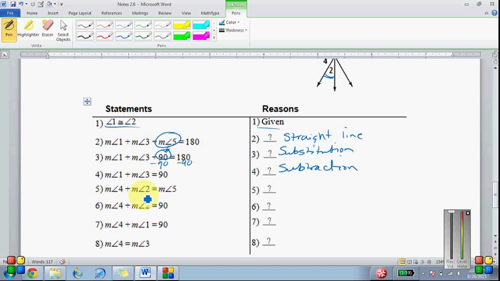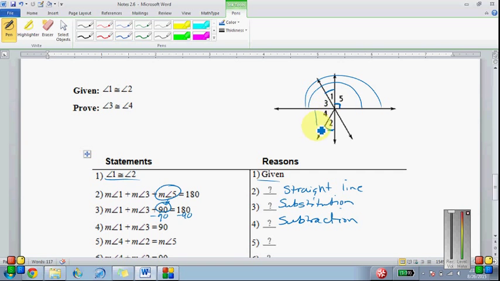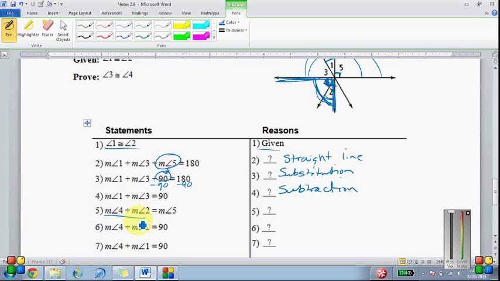Next, I've got measure of angle 4 plus measure of angle 2 equals measure of angle 5. Well, if I look at 4 and 2 together, 4 and 2 added together would be this angle right here. That's a right angle also because that's actually vertical from angle 5. So the reason I can say 4 plus 2 is equal to 5 is because those are vertical angles. Now I've got 4 plus 2 equals 90. Again, like we did up here, substitute 90 for the measure of angle 5. Substitution.